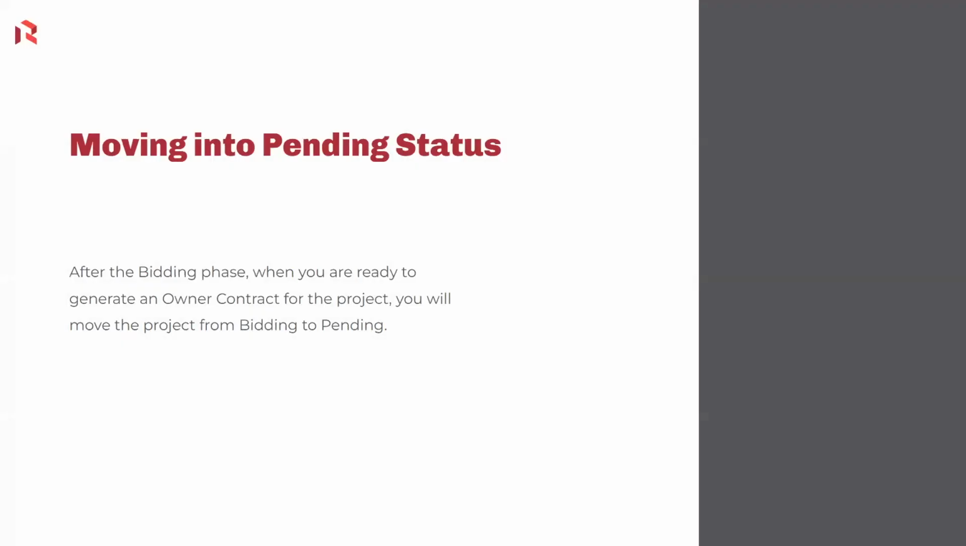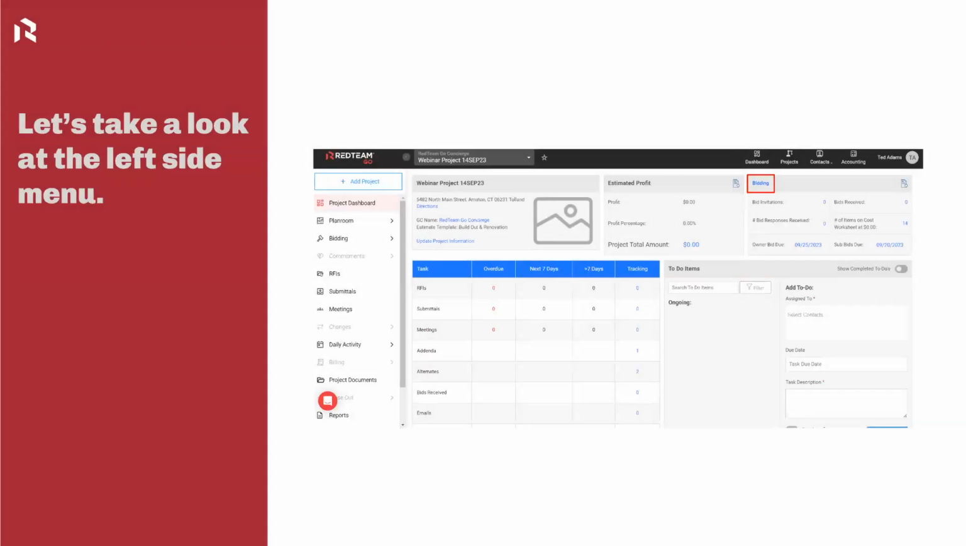So moving into the pending status, when you're starting a project and you're in bidding, once you move out of the bidding phase, the next status is the pending status, and that's where we're going to be ready to generate the owner contract. This should look familiar to you. Specifically, I want to look up at the top right. I've got the red box around the status of the project currently. Right now it's in bidding.